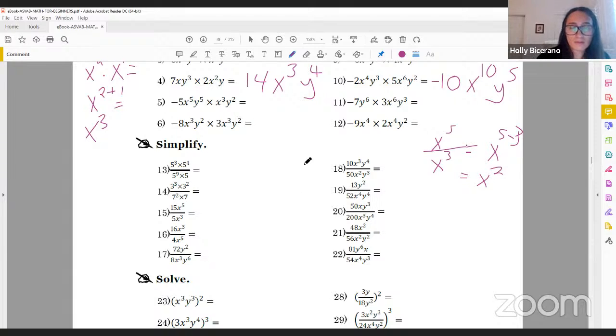So just as in the multiplication ones, how we multiplied the numbers, we'll divide the numbers with the division ones. So just doing like normal division. For doing number 15, you have 15 divided by 5. So you just do that. You just divide the numbers. And that is 3. And so there was no exponent rules there. You just divided the numbers.